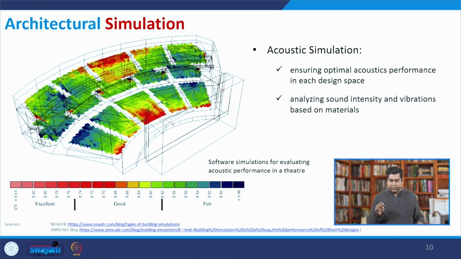simulation which will be ensuring the optimal acoustical performance in each design space, analyzing sound intensity and vibration based on the material. Here you can check depending on the different materials that you put on the ceiling or the wall, and the sound absorption coefficient, all those parameters you can simulate, and then try to finalize what kind of shape of the auditorium or what kind of material can give a better feeling.